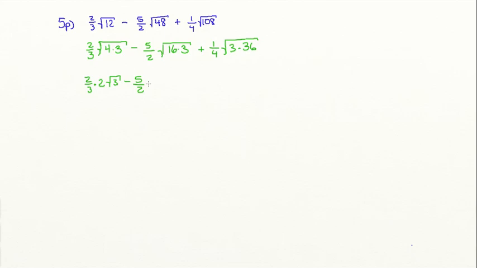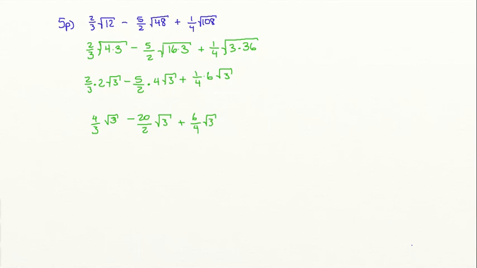Square root of 16 is 4. Square root of 36 is 6. They all have root 3, so I can add them up. I just want to simplify a little bit first. 2 times 2 is 4, so this is 4/3. 5 times 4 is 20. 6 times 1 is 6.